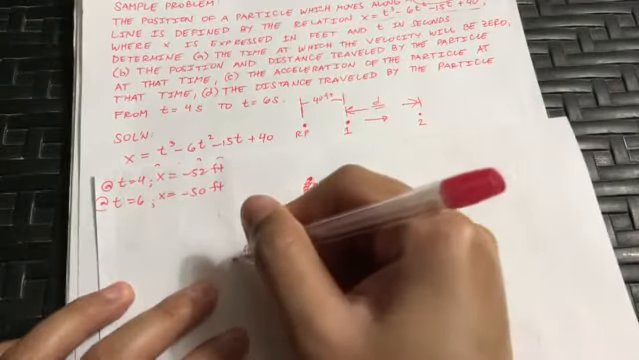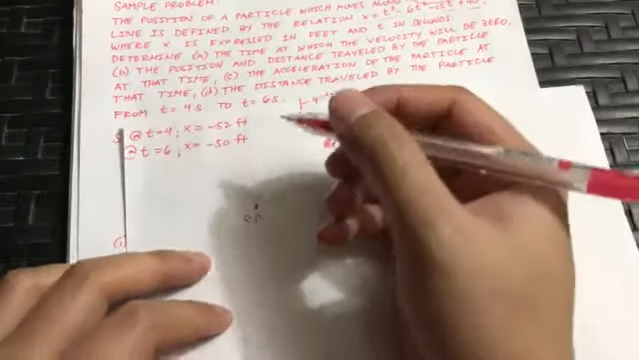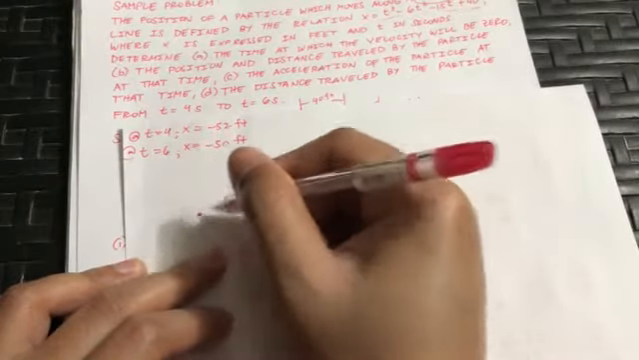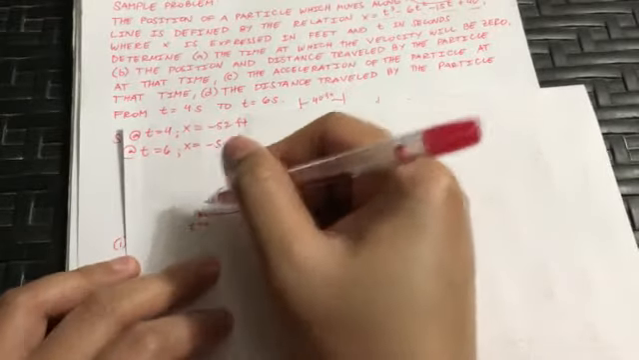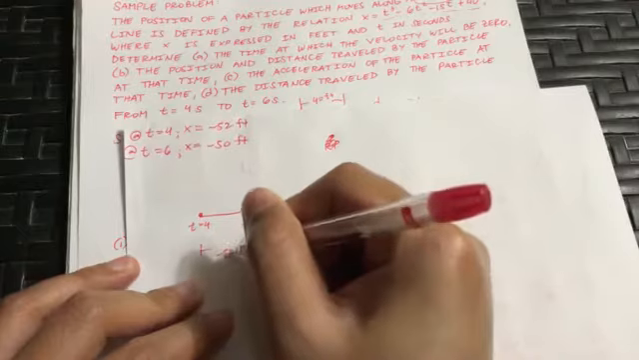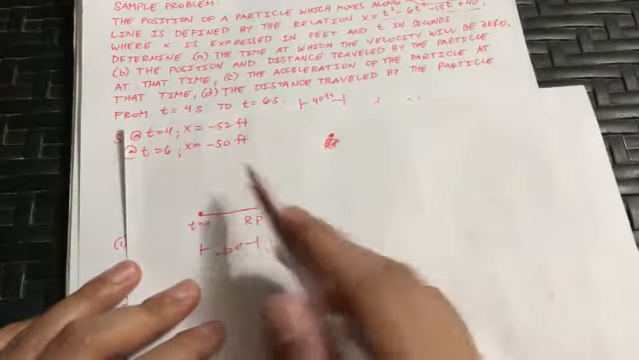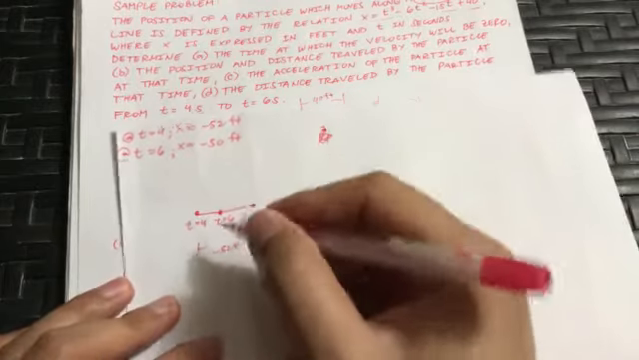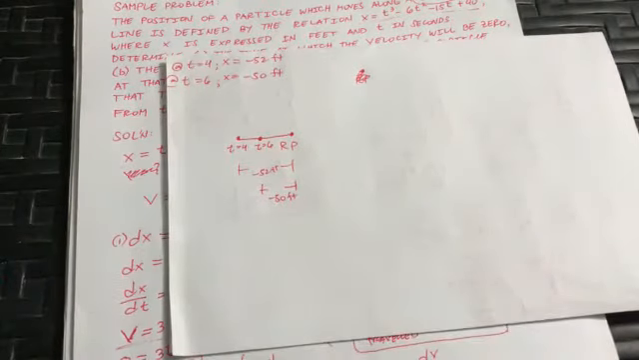let's have it here. The reference point, okay, at time 4 seconds, it is located, this is negative 52, so it's somewhere over here. This is time 4 seconds. This is a distance of negative 52 feet. While at time 6 seconds, it is negative 50. So over here, at time 6 seconds, it is now negative 50 feet. Okay.